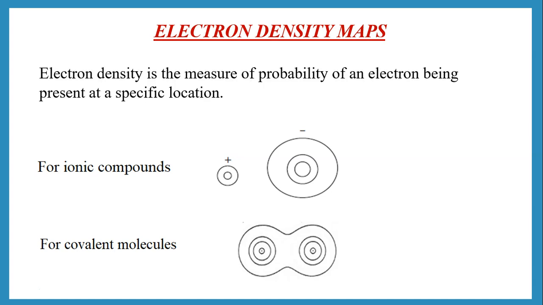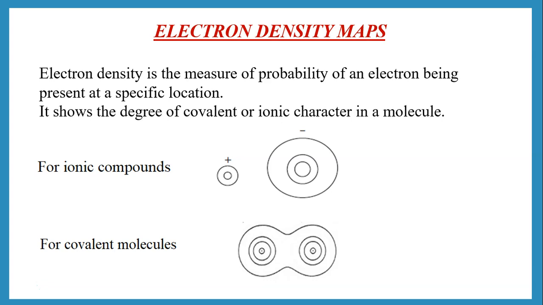So electron density is the measure of probability of an electron being present at a specific location. So these contour lines or these circles indicate the presence of the electrons. If it's ionic, the electrons of the negative ion are just alone from the positive cation. If they are covalent, they're sharing the outer electrons, so the outer shell overlaps.